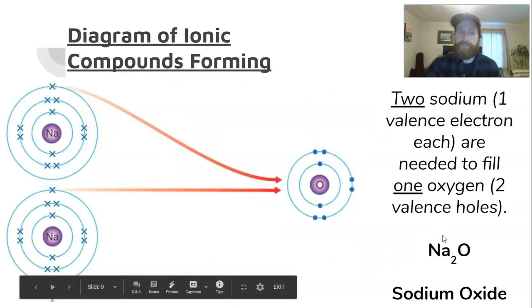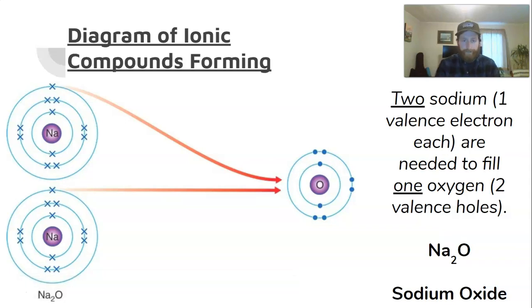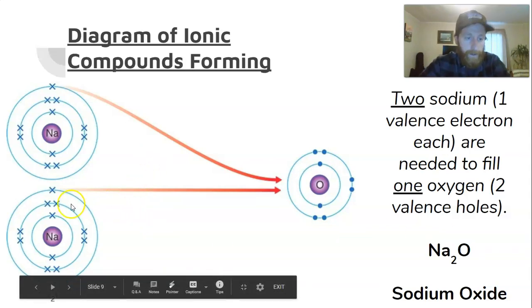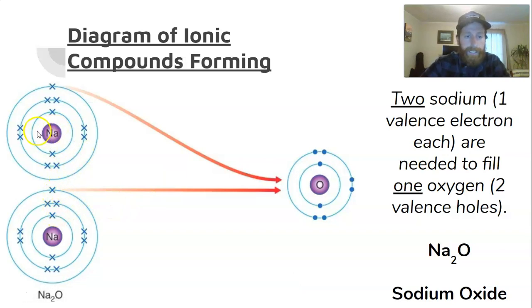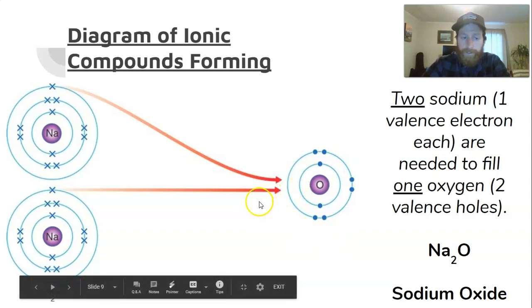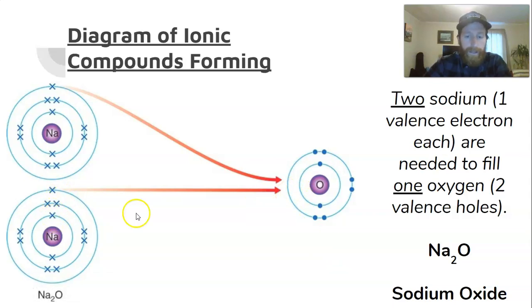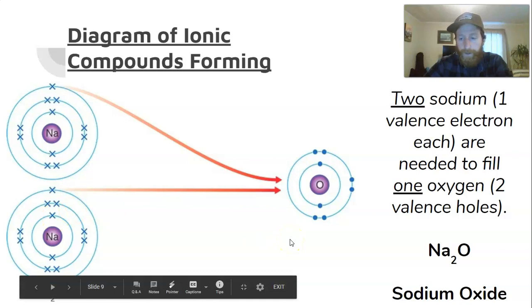There's another example, a little more complex. Now we're dealing with sodium and oxygen. And so what do we have here? We have 2 sodium atoms with 1 valence electron each that are able to fill the one oxygen with 2 valence holes. And that would ultimately give us the formula Na2O.